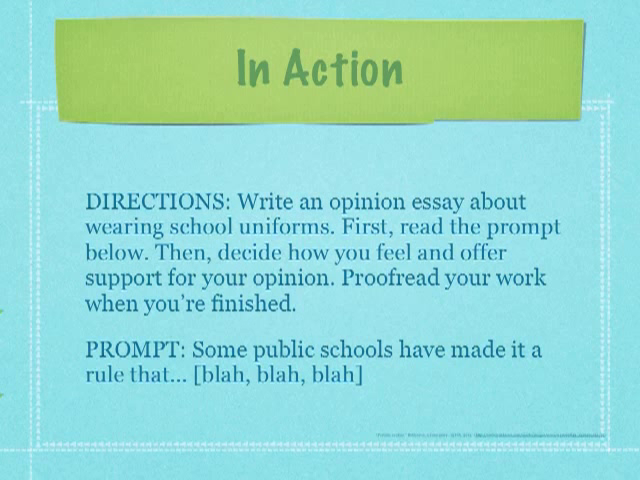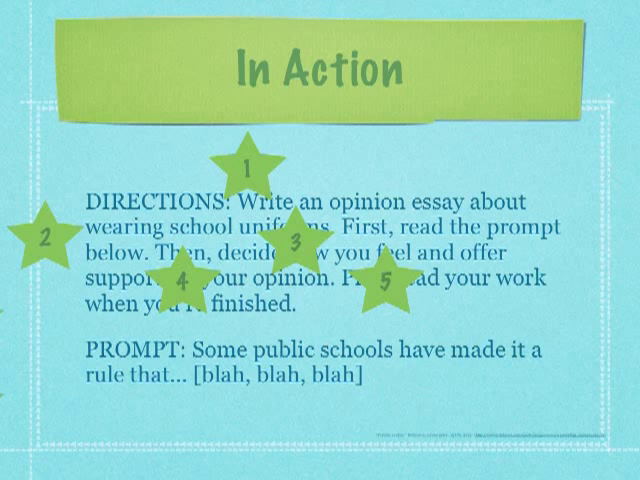Write an opinion essay about wearing school uniforms. First, read the prompt below. Then, decide how you feel and offer support for your opinion. Proofread your work when you're finished. And there's the prompt. Finally, I need to plan. So before I can plan though, I need to break down what I need to do. So I know I need to write an opinion essay about wearing school uniforms. I need to read the prompt and decide on how I feel about it, and then offer my opinion with support, followed by proofreading. From here I can plan how I'm going to attack that.